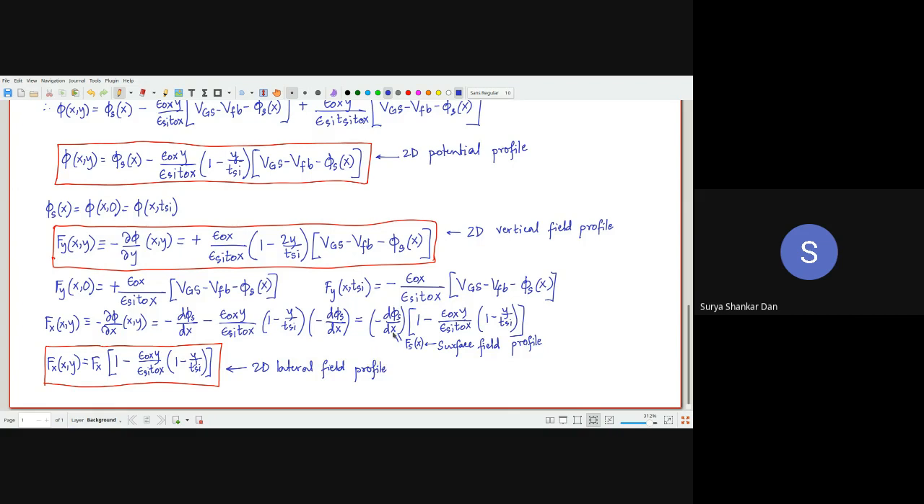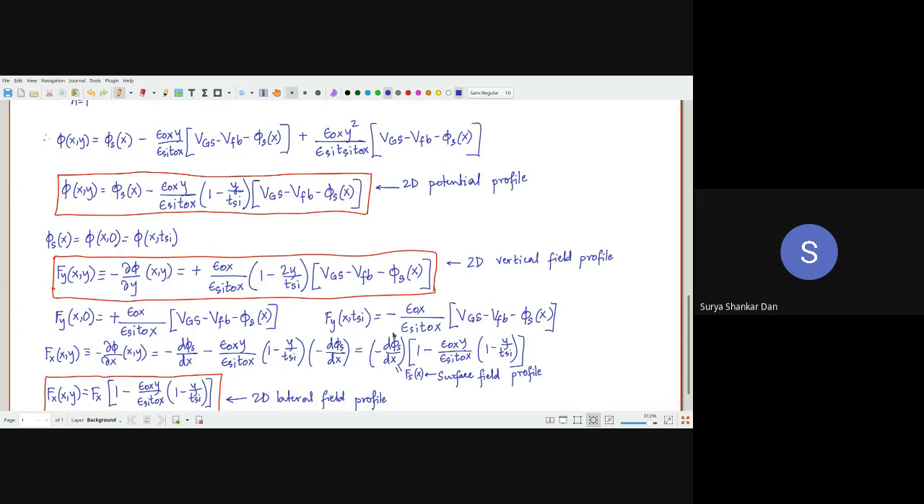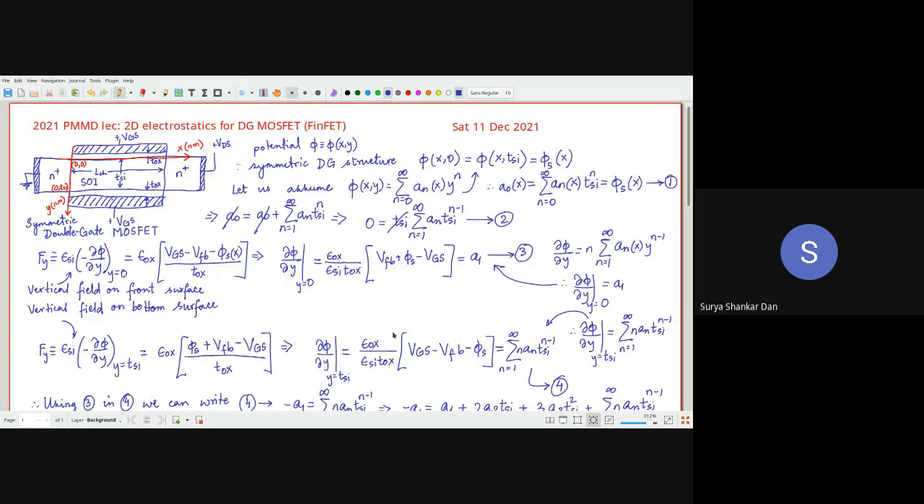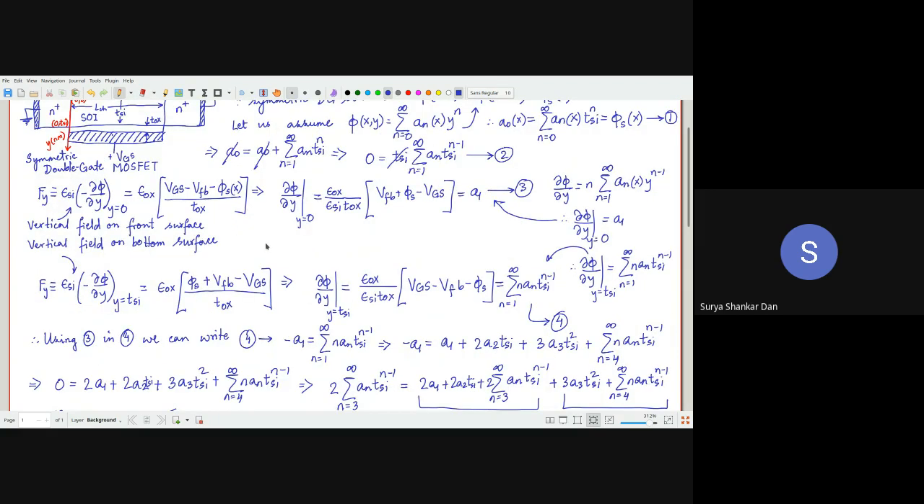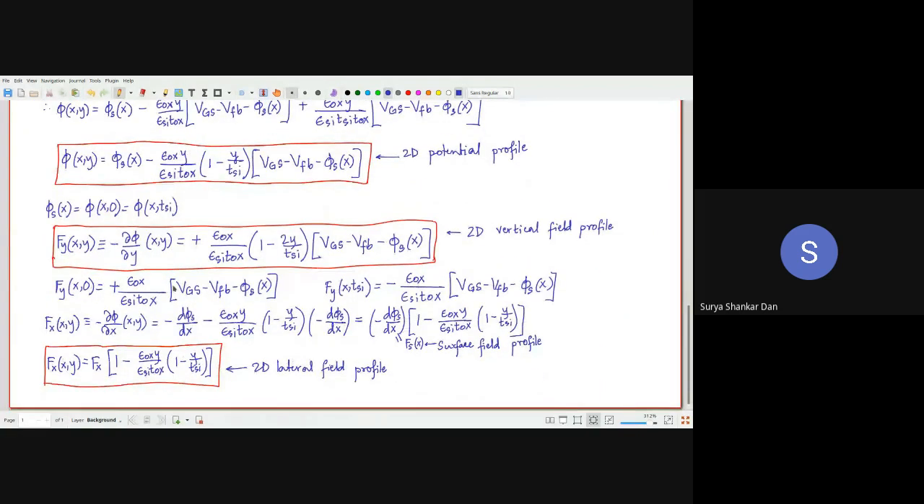Okay, so now once we have got these electrostatics, what is our objective here? We know that if we want to solve the Poisson's equation or the current equation for this FinFET or the double gate MOSFET, we have to solve the Poisson's equation in a 2D manner. So what we have done now is figure out the potential profile and the field profiles, vertical field profile and the lateral field profile, as a function of the surface potential phi s.